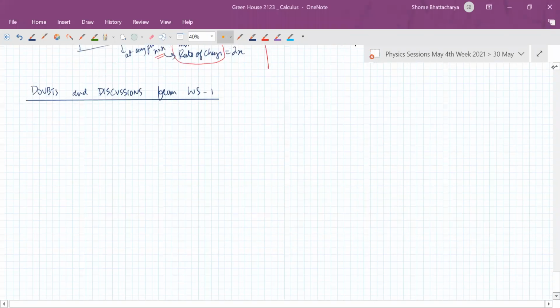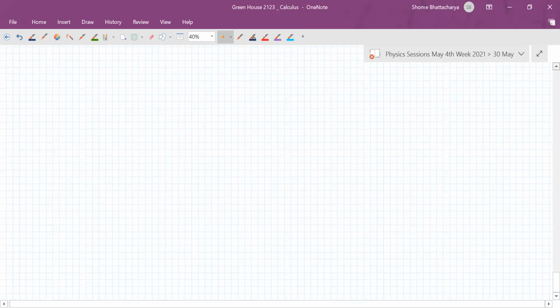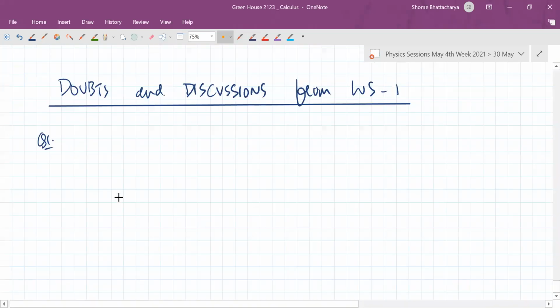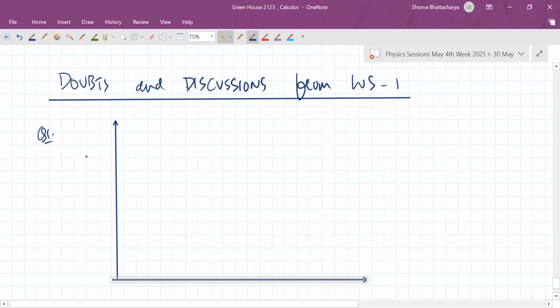So putting together the information that we had over there, let's start with the graph. How does the distance versus time graph look like? So we want to plot the distance versus time graph. Let's say this is our distance axis, this is our time axis. That's distance in meters versus time in seconds.